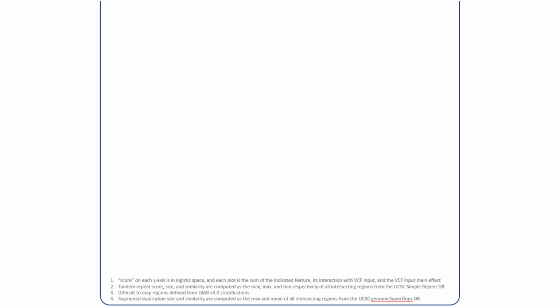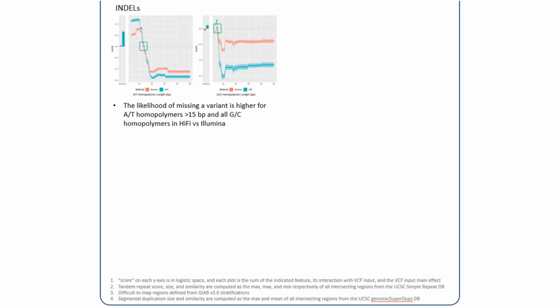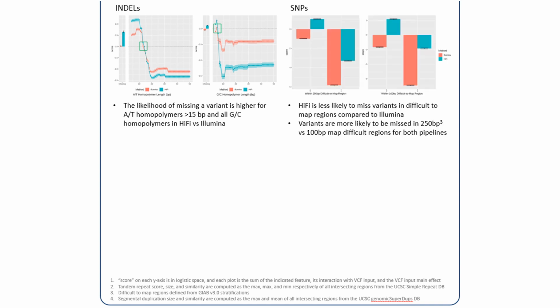The following plots have the same interpretation as the previous use case. For indels, missing the variant is more likely in AT homopolymers beyond 15 base pairs, and at any length in GC homopolymers. This inflection point is the same for both pipelines, but the overall error rate is higher in HiFi.